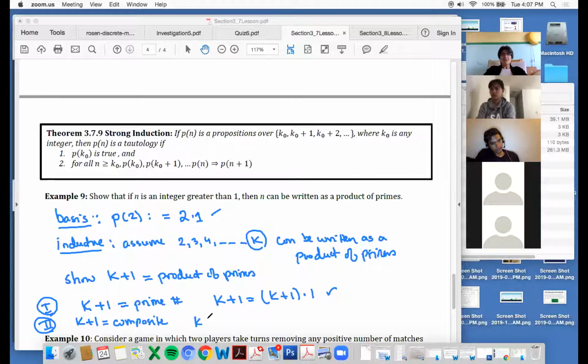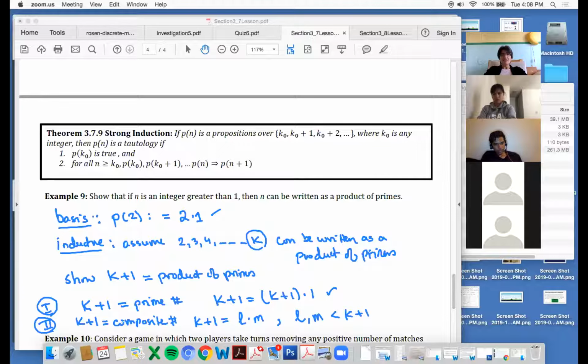Okay, if k plus 1 is composite, yes? Sorry, what does composite mean? That it's not prime. So a composite number is not a prime number. So if it's a composite number, that means I can write it as a product of two other integers. I can write it as L times M. What's important here is that L and M are going to be less than k plus 1.